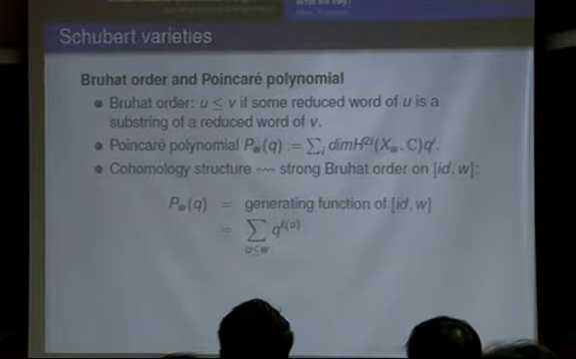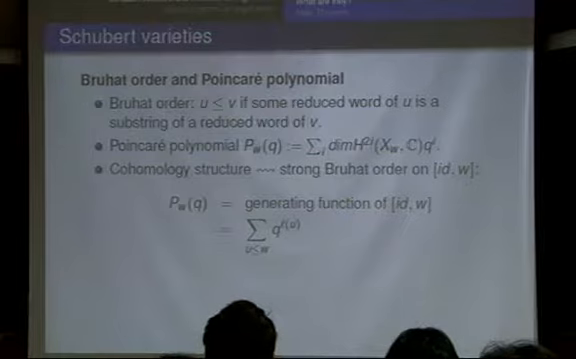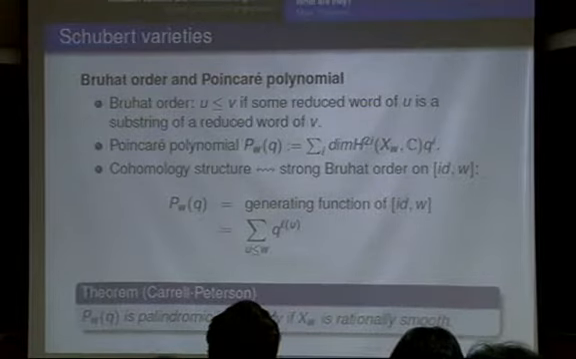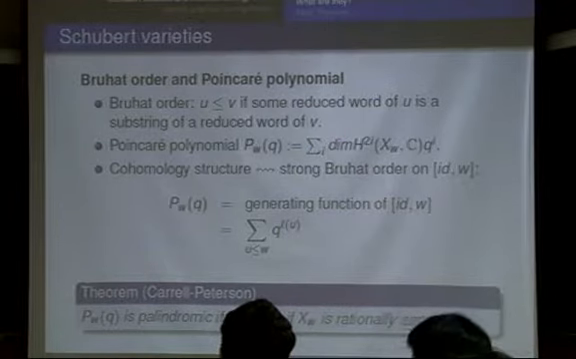This correspondence is namely the Poincare polynomial is just a generating function of this Bruhat interval. So if we sum over all the elements less than or equal to W under this Bruhat order, with Q to the length of U, we get the Poincare polynomial of the Schubert variety X_W. So this is a very well-known fact. And the theorem of Carrell and Peterson says the Schubert variety is rationally smooth if and only if this Poincare polynomial is palindromic.